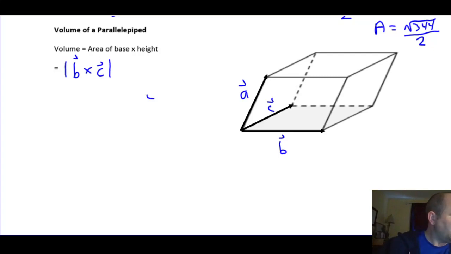Okay, now we need to think about the height. Now the height can be seen if I draw it. I'm going to draw the height right here.